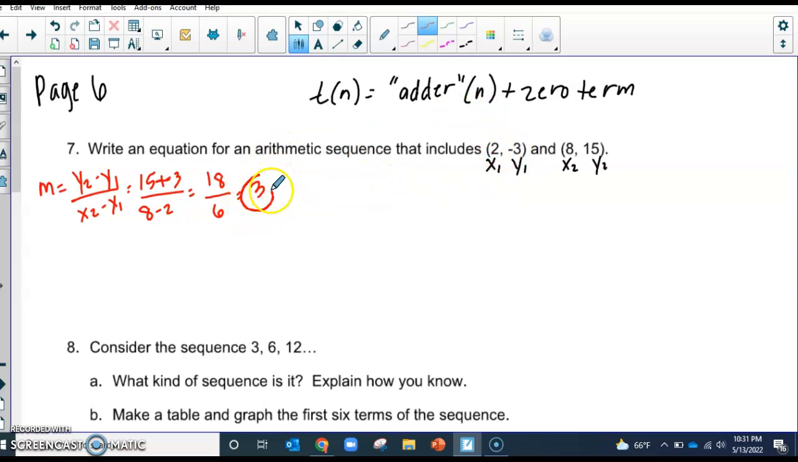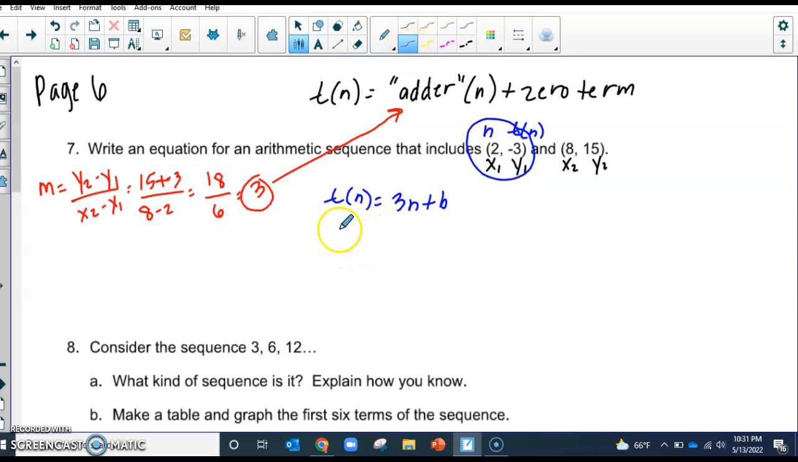So this 3 is going to go in for my adder, or my m, and y equals mx plus b. So when I use this for my equation, I've got t of n equals 3n plus my 0 term, which I'm going to call my b. Then when I go back, I can use this equation where this is my n and this is my t of n, and plug them in.